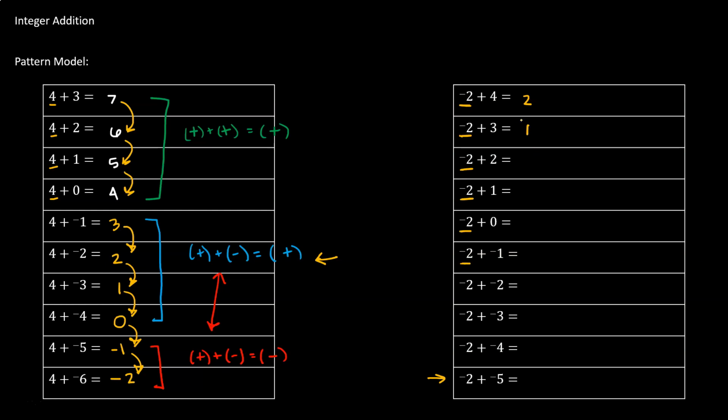And notice that we're decreasing, so the number we're adding, 4, 3, 2, 1, 0, everything's going down by 1, and so is our sum. So from 2, we go down to 1. When we do negative 2 plus positive 2, it goes down to 0. Negative 2 plus 1, again, we're decreasing. Negative 2 plus 0, decrease from our previous answer, and we can just continue our pattern.